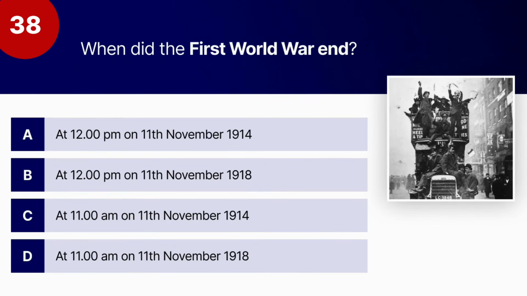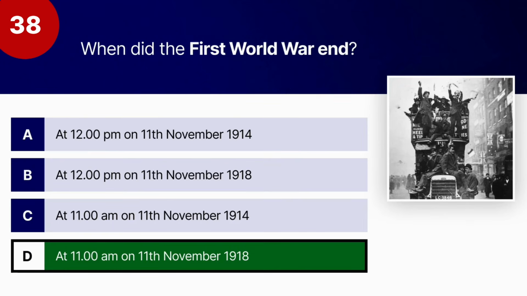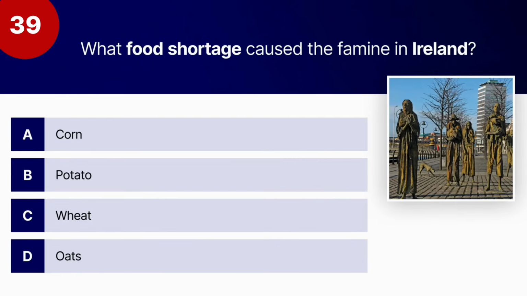When did the First World War end? A. At 12 p.m. on 11th November 1914, B. At 12 p.m. on 11th November 1918, C. At 11 a.m. on 11th November 1914, D. At 11 a.m. on 11th November 1918. The answer is D. At 11 a.m. on 11th November 1918.